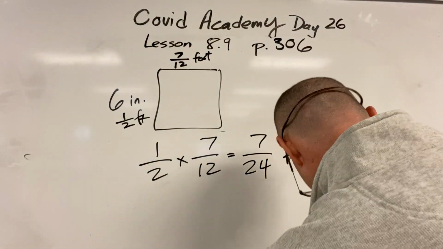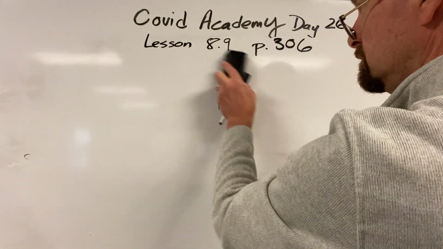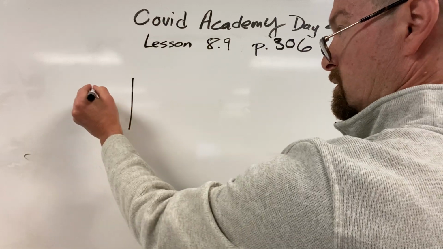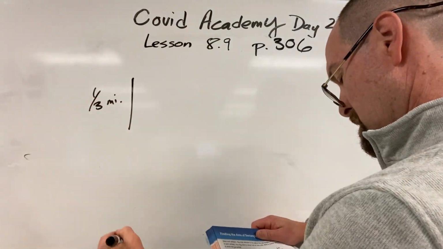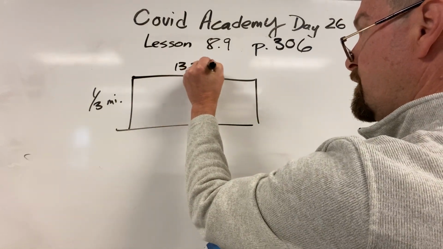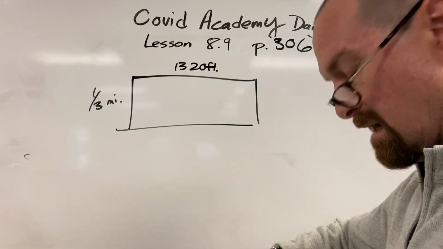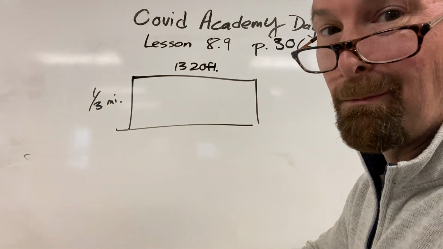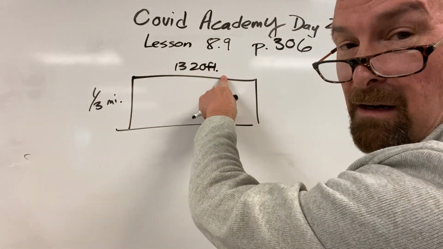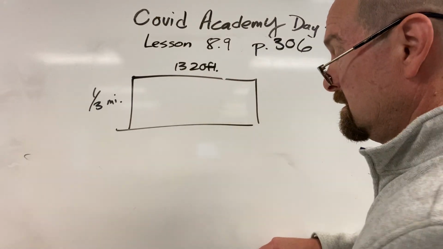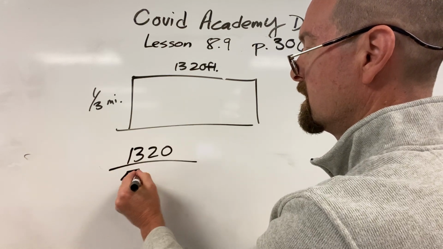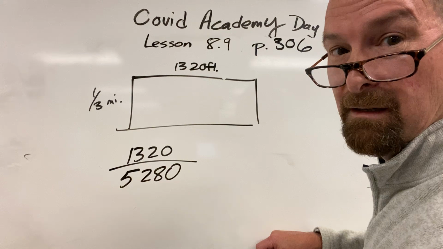Moving on. Let's do number 3. A park measures 1/3 of a mile on one side. So 1/3 of a mile and 1,320 feet on the other, and what is the area of the park in square miles? That one is cool. That one is not cool. You have to figure out what fraction this is of a mile. So it's 1,320 out of 5,280 feet in a mile.